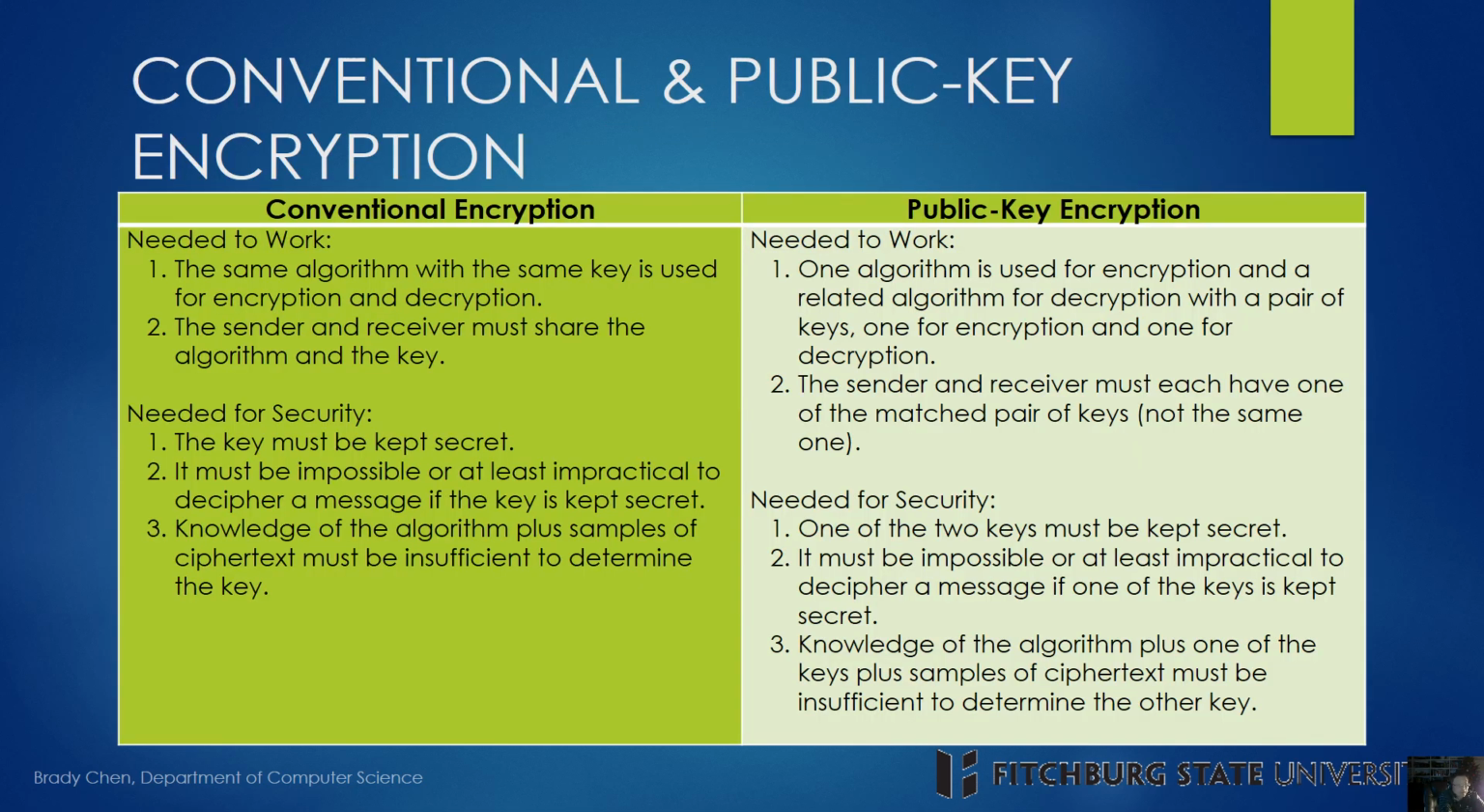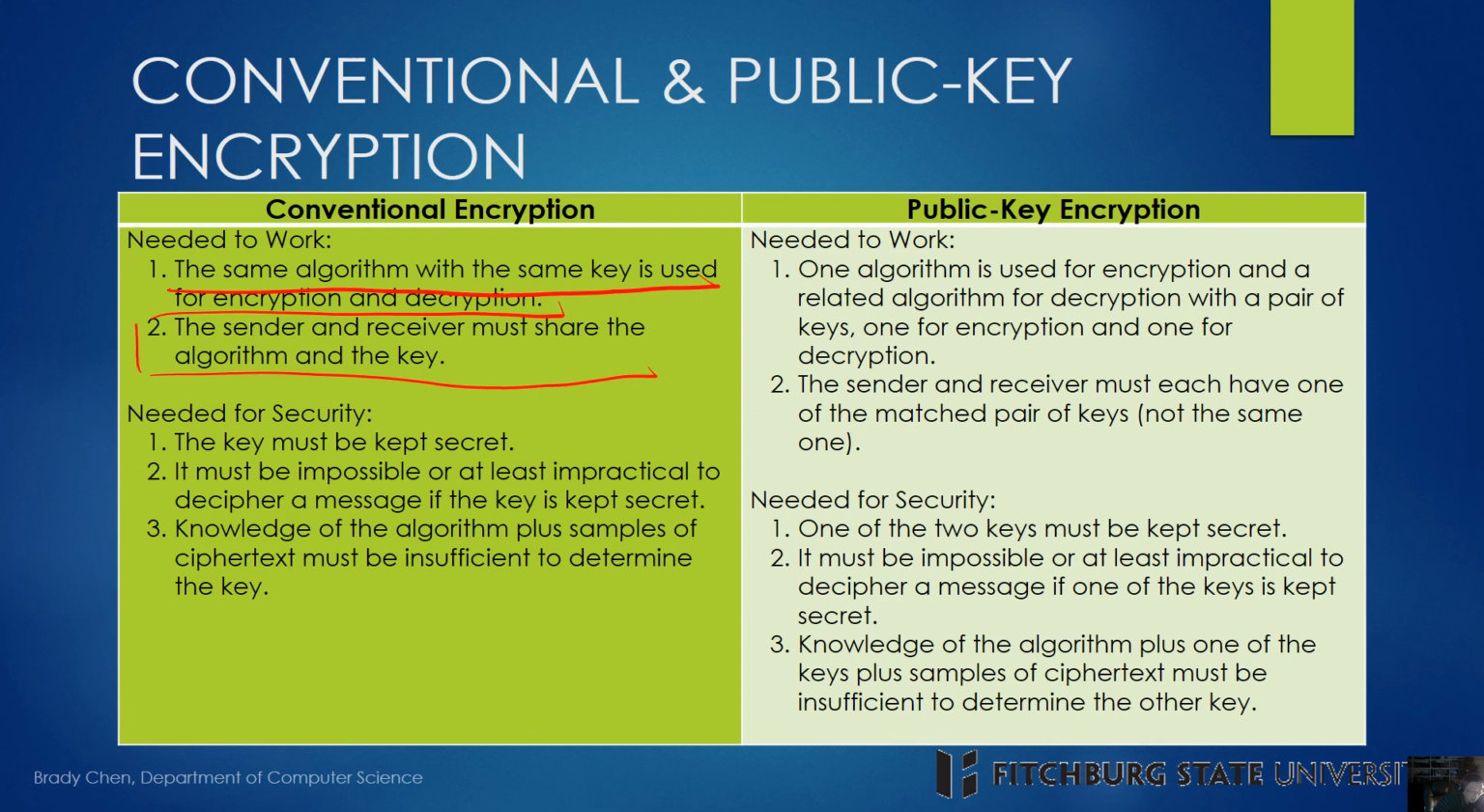So we listed here the differences between conventional and public key encryption. In conventional encryption, the same algorithm with the same key is used for encryption and decryption, and the sender and the receiver must share the algorithm and the key. Now for public key encryption, one algorithm is used for encryption and a related algorithm for decryption, with a pair of keys, one for encryption and one for decryption.